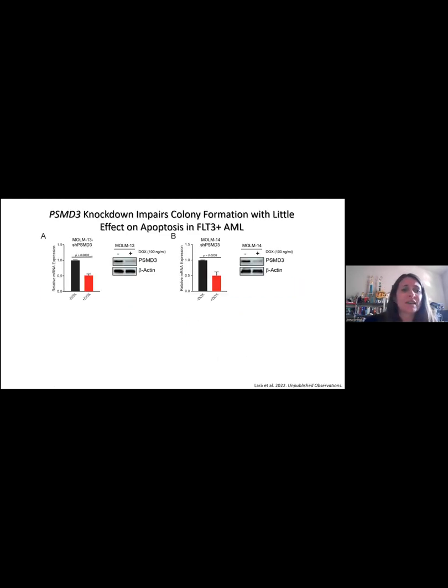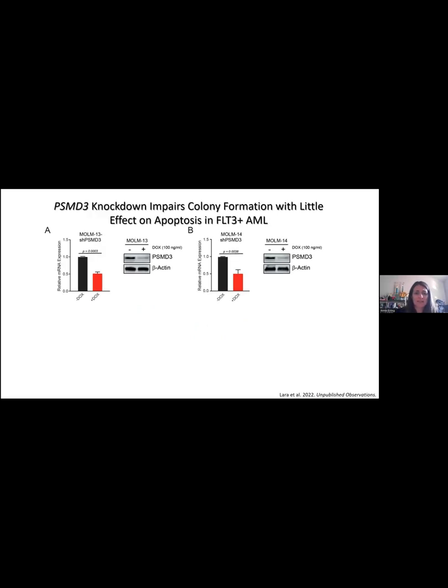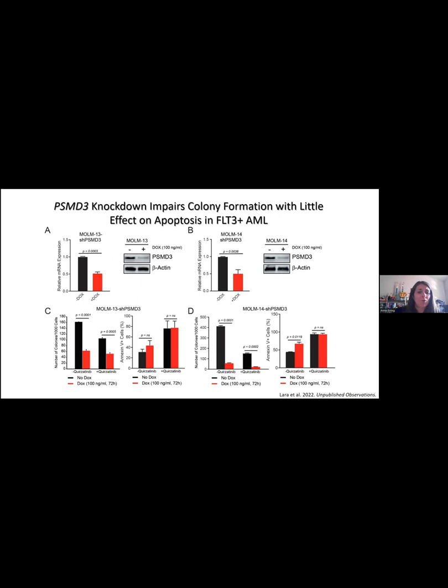So we used shRNAs to knock down PSMD3 in FLT3 positive AML cell lines, and we confirmed knockdown at the mRNA and protein level. And we saw, similar to what we observed in CML, that knockdown of PSMD3 impaired colony formation of FLT3 positive AML cells. However, in contrast with our data in CML, this did not correlate with an induction of apoptosis, either in MOLM13 cells or in MOLM14 cells.